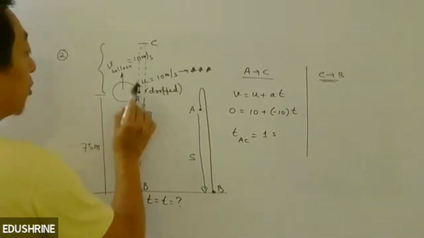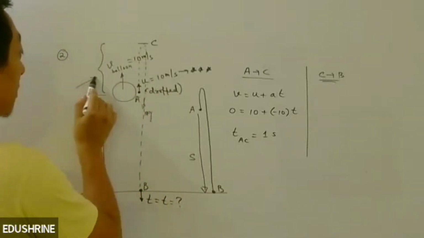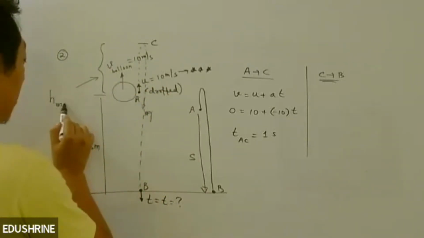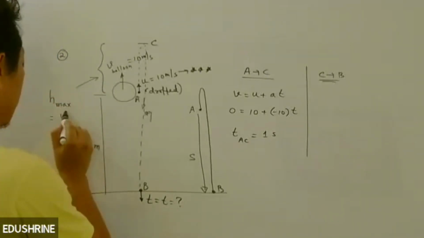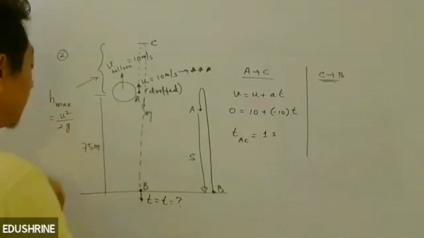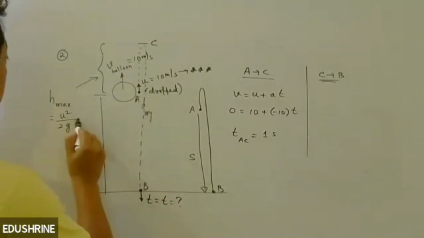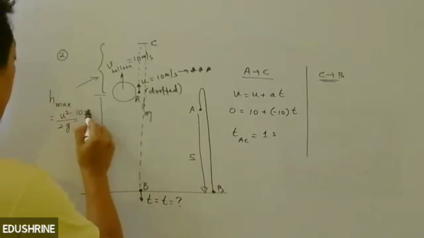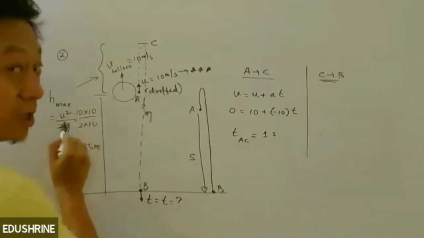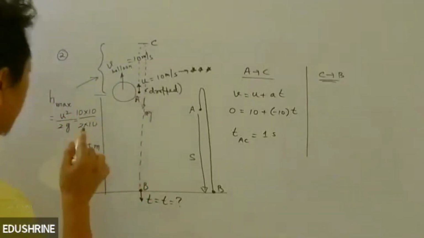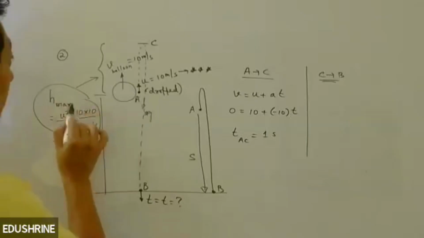So the stone starts with what initial velocity? 10, same as the balloon. So this is the maximum height traveled by the stone. What was the formula for that? U square by 2g, that formula I gave you, which will be 10 into 10 divided by 2 into 10. Here don't use sign, because all this was derived with sign only. So 5 meters. So maximum height is 5 meters.